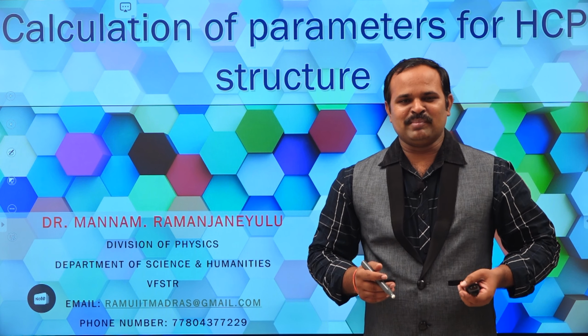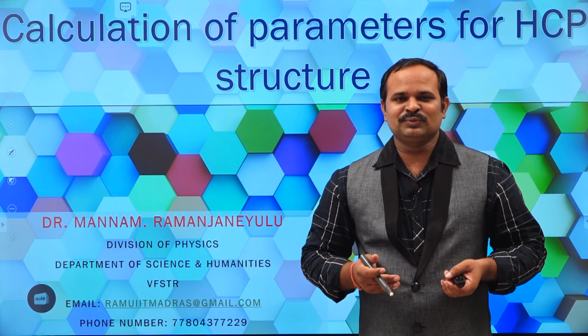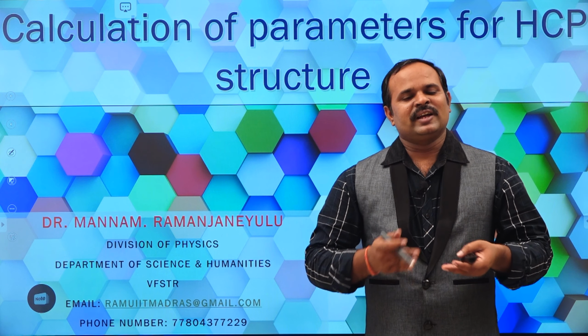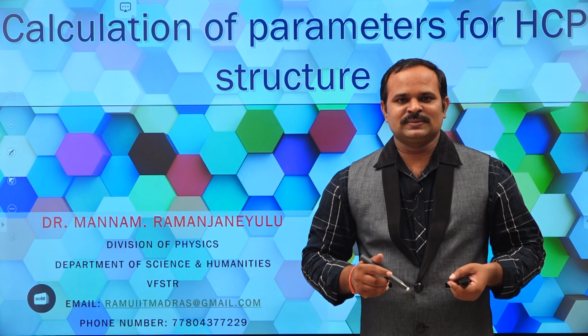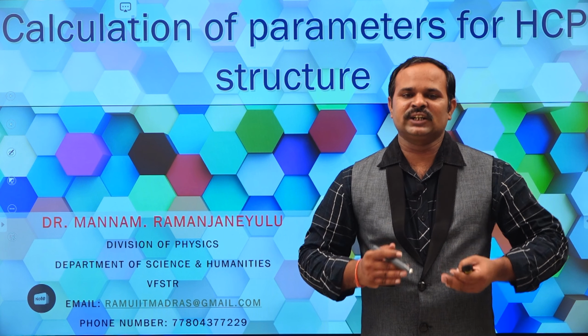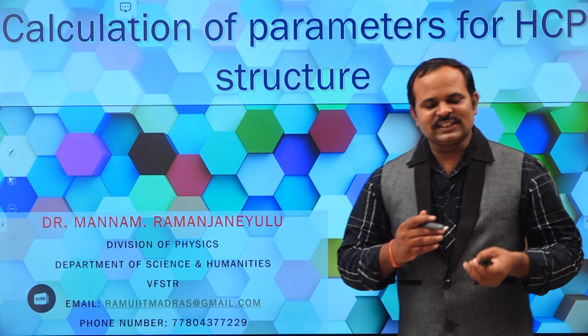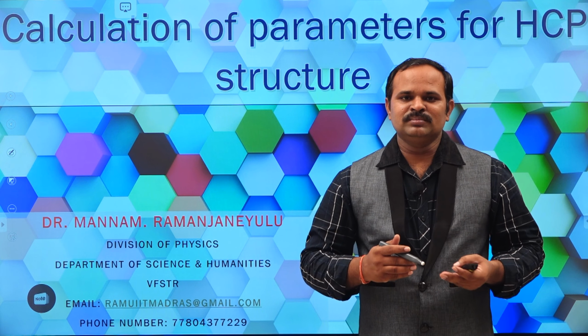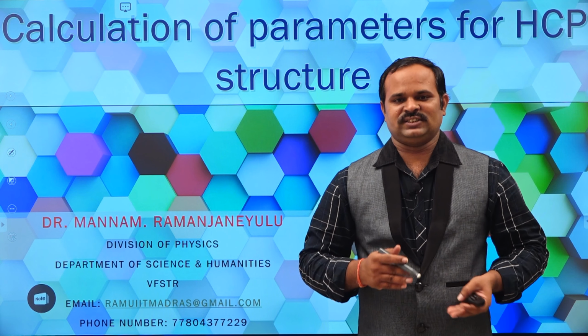Hello everyone, welcome back. In the last few lectures, we have discussed the calculation of various parameters for a Bravais cubic lattice. In that, we have calculated for simple cubic, body centered cubic and face centered cubic lattices. In this lecture, we will calculate the parameters for a system other than cubic, that is a hexagonal system.